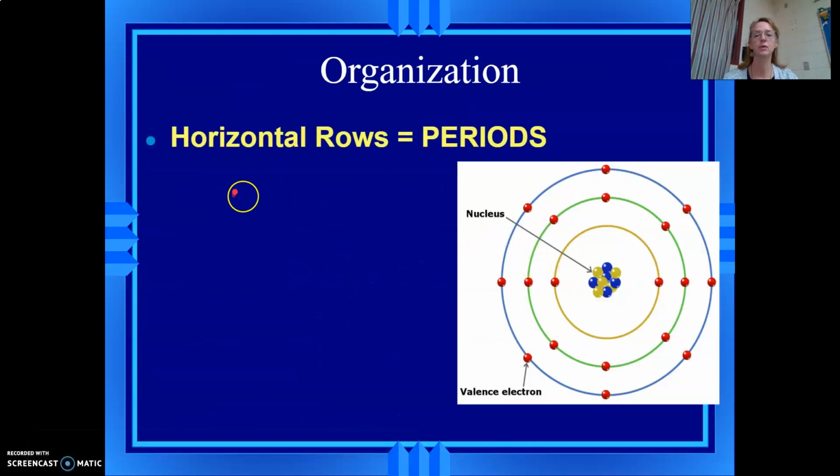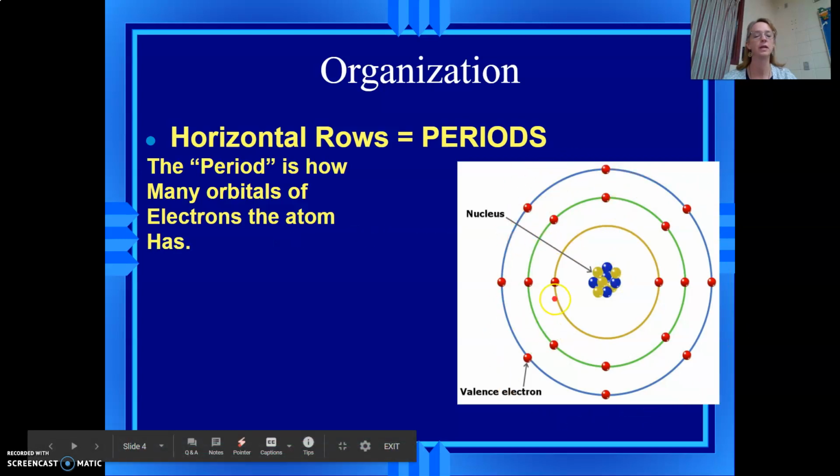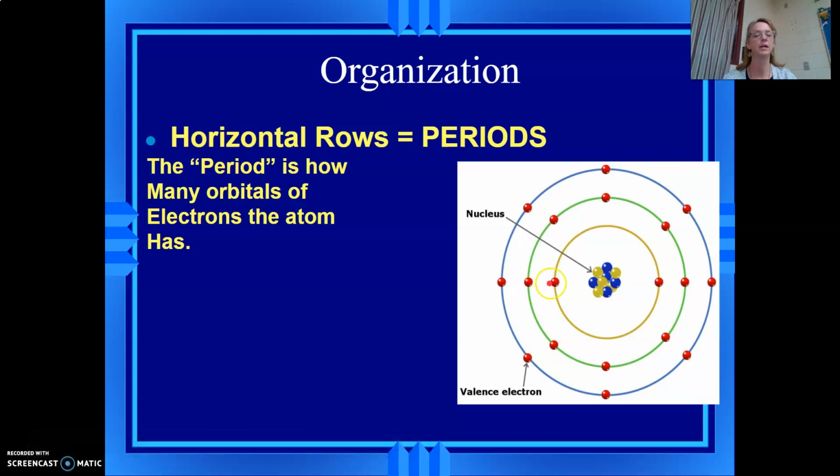So the periodic table is organized into horizontal rows. Those are called periods, and that is how many orbitals are circling around the nucleus. So remember, electrons are flying around the nucleus. They're in kind of a pattern. They do fly around like wild, crazy people, but there is a little bit of rhyme and reason to it. So the first orbital is right here. Here's a second orbital. Here's a third orbital. So if an atom has 3 orbitals, it's going to be in the third horizontal row of the periodic table.